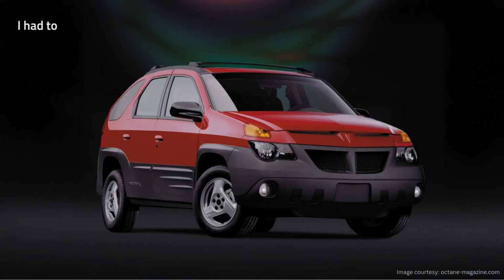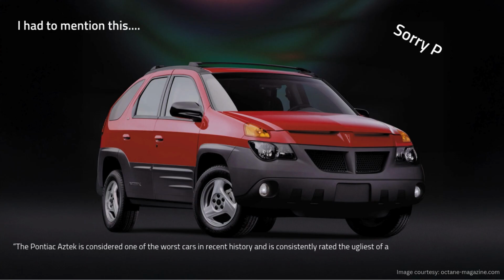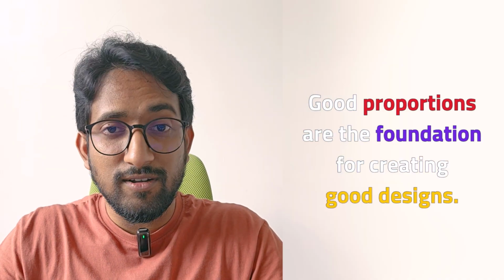And here's the key: if your proportions are wrong, no amount of fancy surfacing or details can save the design. Proportion is the foundation of a good car design.